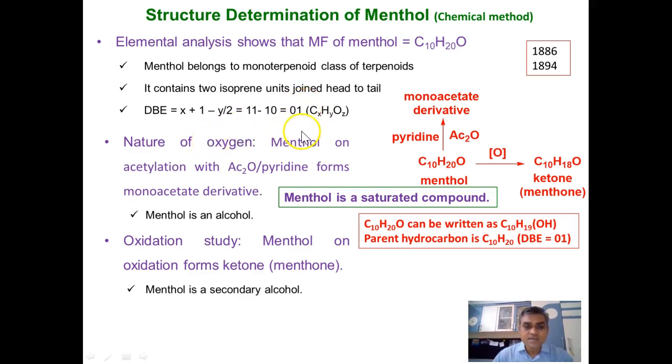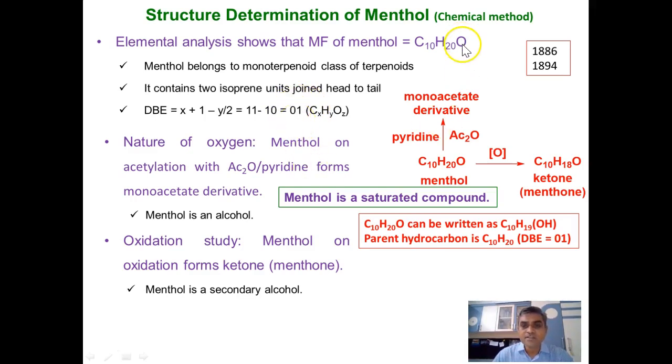Now preliminary experiments have shown that menthol is a saturated compound. Preliminary experiments means, for example, the bromination reaction. It does not add bromine. So chemists believe that menthol is a saturated molecule. So this degree of unsaturation of 1 must correspond to the monocyclic nature of menthol, and we should have some chemical evidence in support of this assumption.